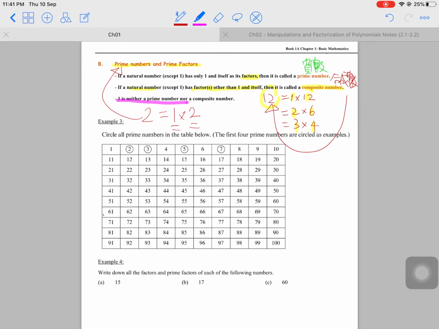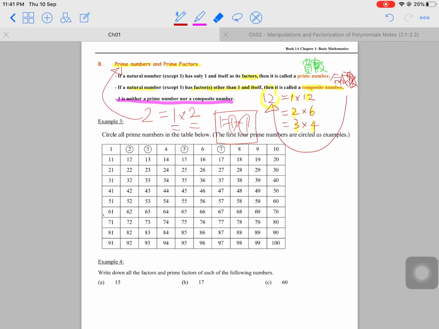1 is neither a prime number nor a composite number. 一係唔屬於質數或者係合成數嘅。Because 1 equals 1 times 1, and you cannot identify either 1 or itself separately. So 1 is not counted as a prime number, and we do not count it as a composite number either. Okay, so let's try to do example 3.